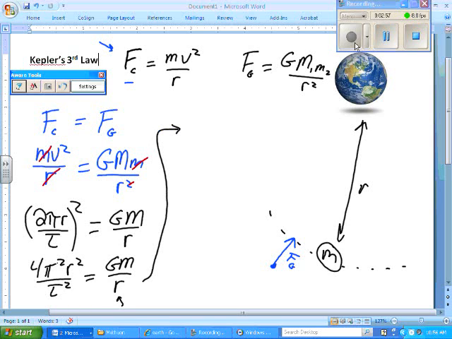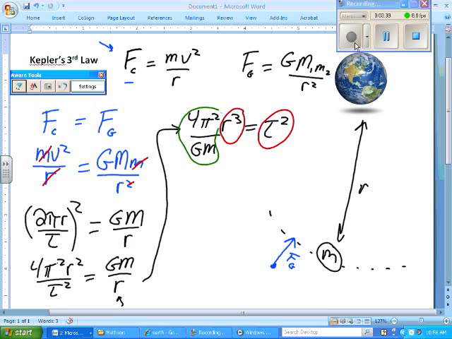And I'm just going to bring my work over here because I ran out of space. So I can say 4 pi squared r cubed divided by GM equals tau squared. Look good? And so then I have a working relationship between the distance that something's orbiting from and the period of its revolution. They're going to be proportional by this factor, 4 pi squared over G times M.